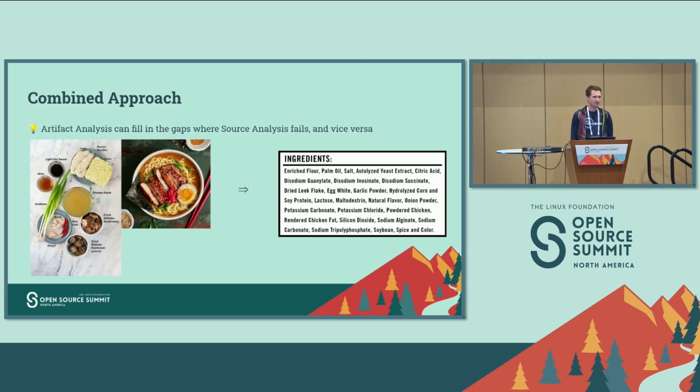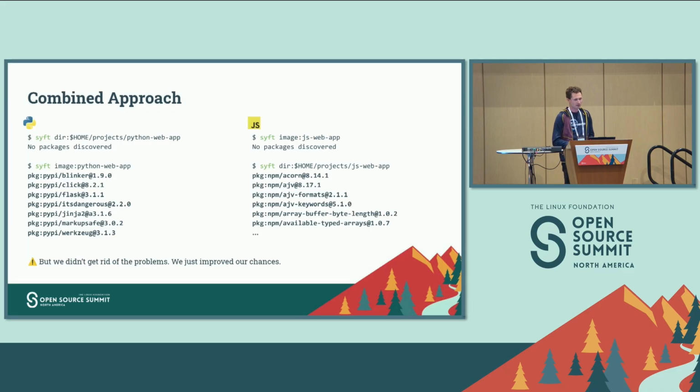So why not both? We have the recipe, we have the final product, we can analyze both, combine the results, and maybe that will cover the gaps. Maybe when we scan the sources of a Python project, we get nothing, but then we scan the final image and we get the full list of dependencies. Or maybe we scan the image for a JavaScript application and get nothing because the dependencies went through a blender, but then we scan the sources and we get the full list of dependencies. So yes, combining the approaches does help. It does increase the chance of getting a complete SBOM, but should it give us full confidence that the SBOM is complete? No, not even close.